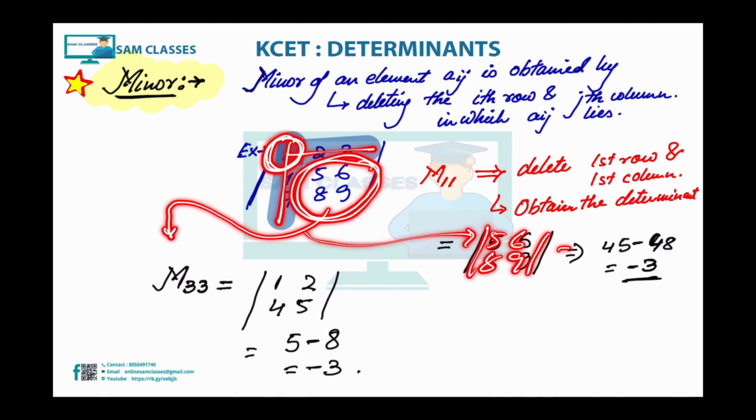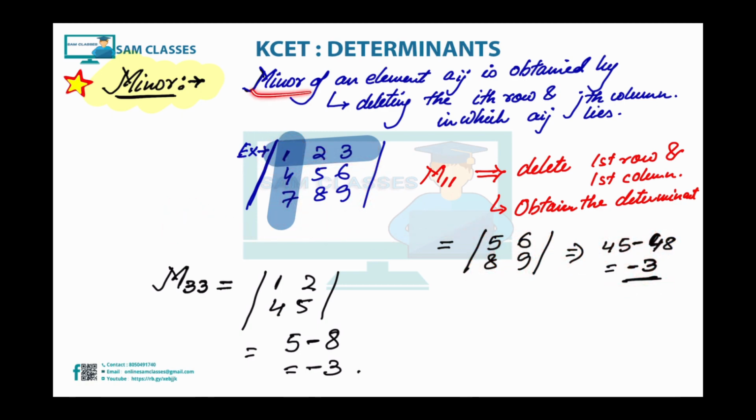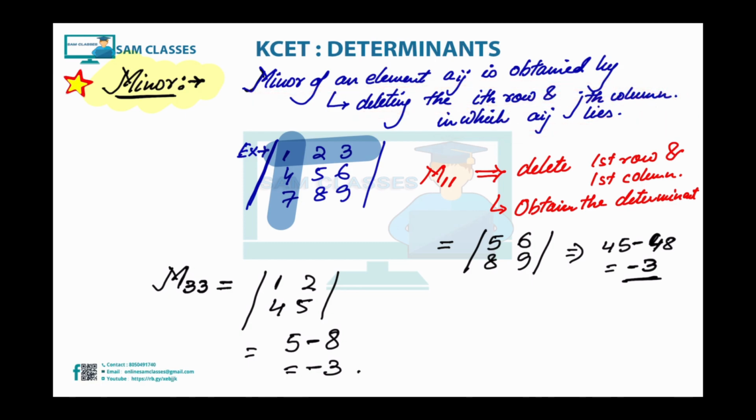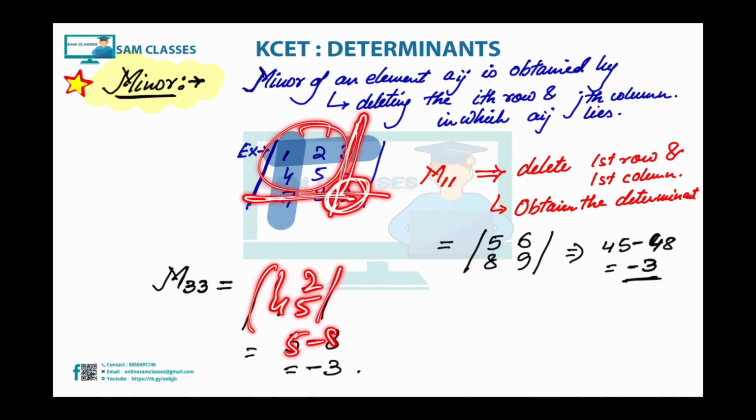So 5, 6, 8, 9. That is equal to top to bottom, 45, minus bottom to top, 48. So minus 3. Clear? So minor of an element a_ij is obtained by deleting the ith row and jth column in which a_ij lies. Very simple. Let's say somebody asks, sir, what if I want to find the minor of the last one? So leave the third row, third column. What is left? 1, 2, 4, 5. Solve it. You'll get the answer. Clear? Nothing more than that, students.